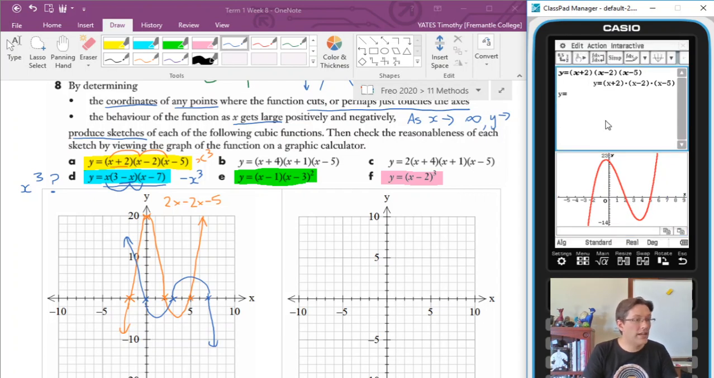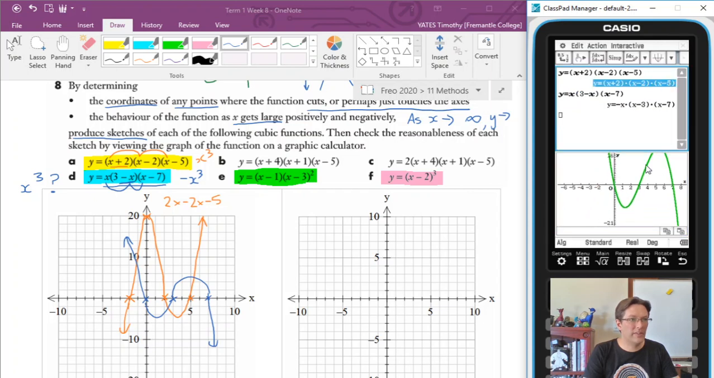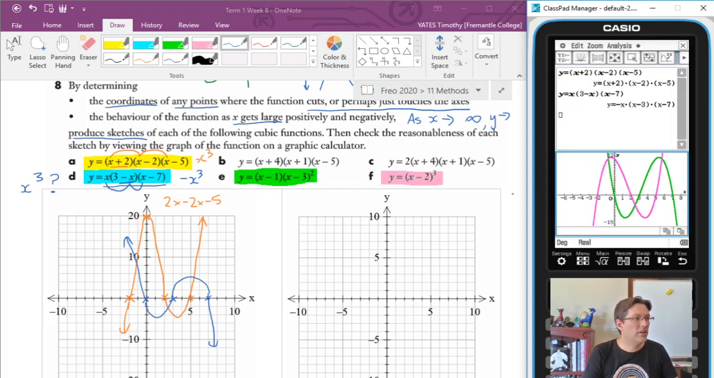My second one is y equals x, then 3 take x, and then x take 7. There we go, let's sketch that one up. And there we go there. Let's draw them on top of each other. There we go. So our second one, now we've got the colors a bit different, but it's doing roughly what I expected it to do.